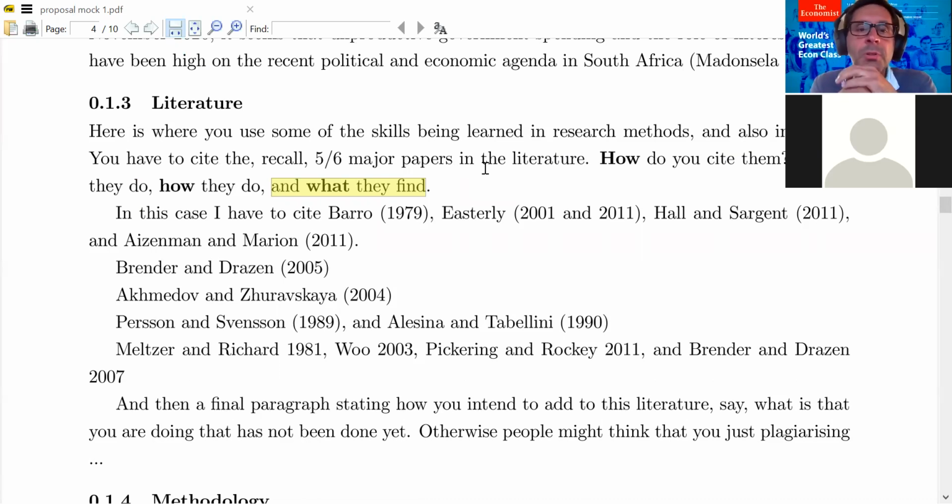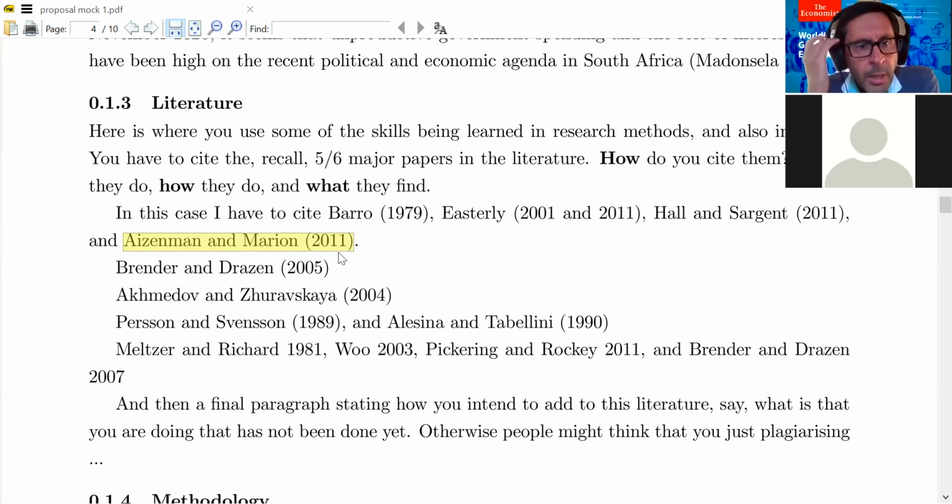In this case, folks, I have to cite the classical papers by Robert Barro from Harvard, Barro 1979 in JPE. It's not gray literature, it's a paper in JPE, a very highly influential paper. I also have to cite a couple of papers by Bill Easterly from NYU. Again, this is not gray literature. Those are classical papers. There is a paper by Hall and Sargent. Well, they are top in what they do. And there is also a paper by Eisenman and Marion in the Journal of Macroeconomics.